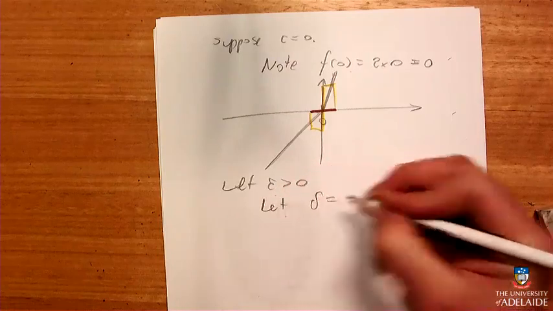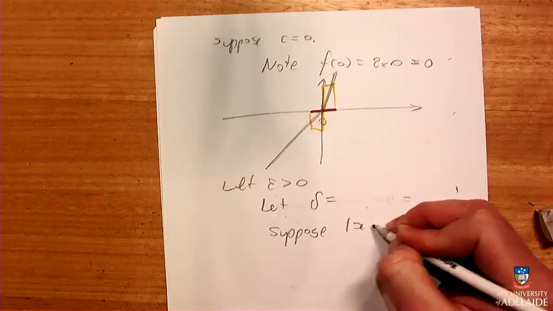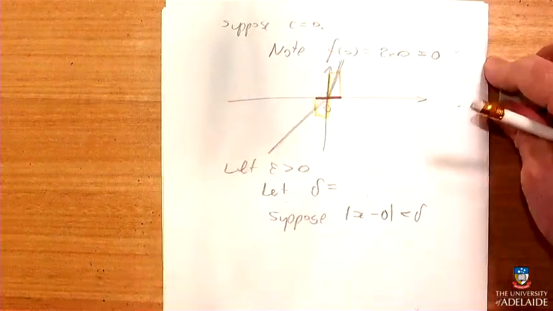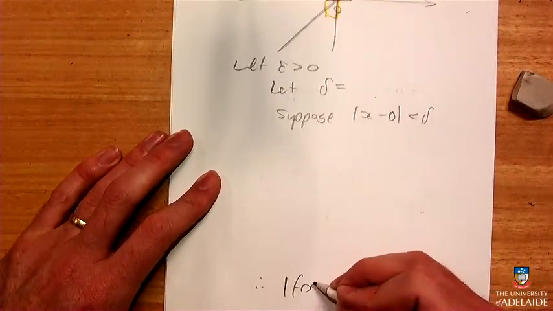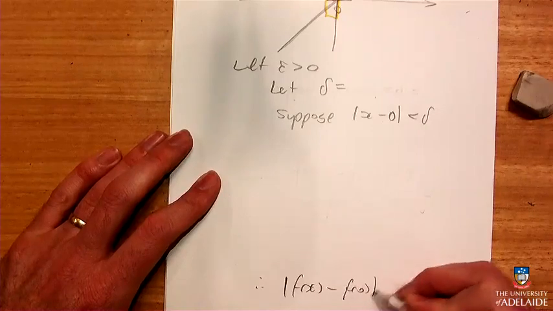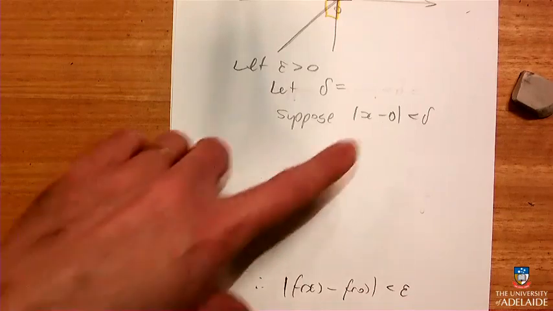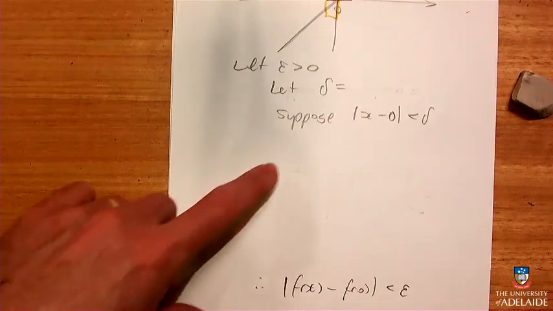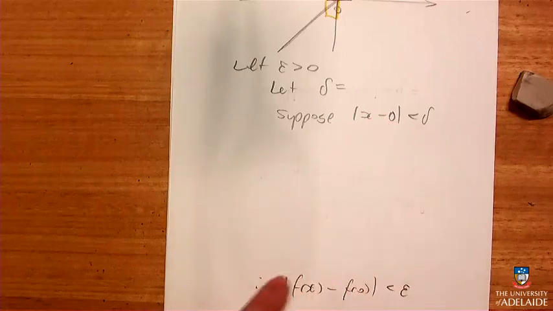Let delta be that, and suppose x minus 0 is less than delta. And then we say, therefore, f of x minus f of 0 is less than epsilon. So if we can show that there is a delta such that when we have this, it produces this result, then it's continuous at that point. So let's see. Okay, well that's just the same as the absolute value of x is less than delta.